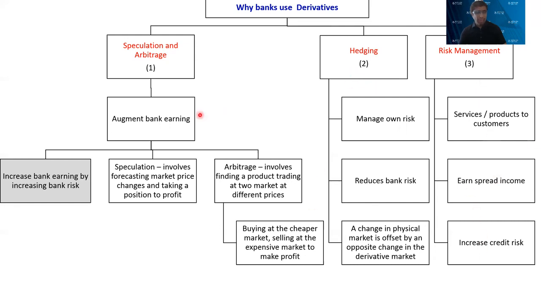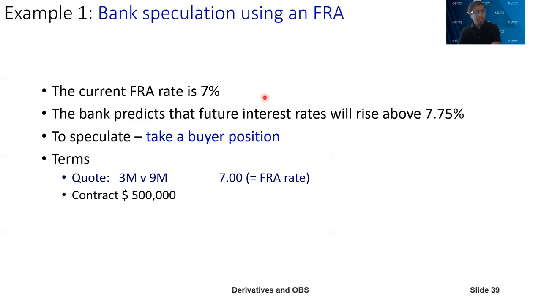Now, in the following slides, we will give some examples. Let's start with speculation. As I told you, we are talking about a forward contract. We have the FRA, which you sign today and wait until the future. The quotation looks like this, 3 months by 9 months. What does it mean? It means we sign the contract for 9 months, and then we will exercise it after 3 months.